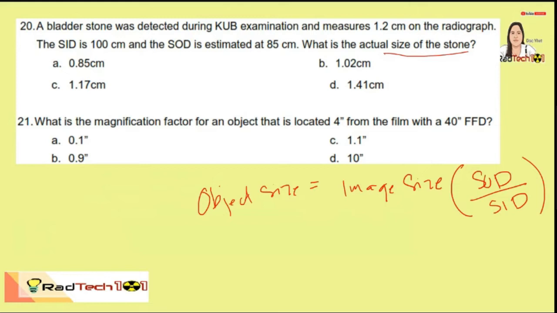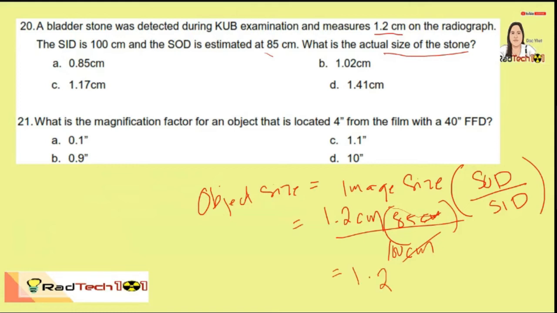So, we will substitute. The image size is 1.2 centimeters, times our SOD, which is 85 centimeters, divided by our SID, which is 100 centimeters. So, 1.2 times 85 divided by 100. So, 85 divided by 100 is 0.85, times 1.2 cm. So, the correct answer is 1.02 centimeters.